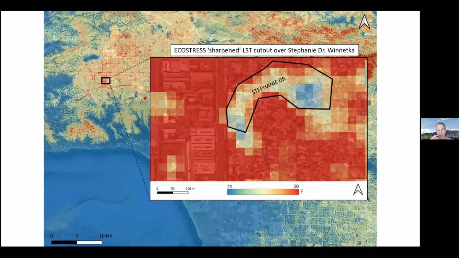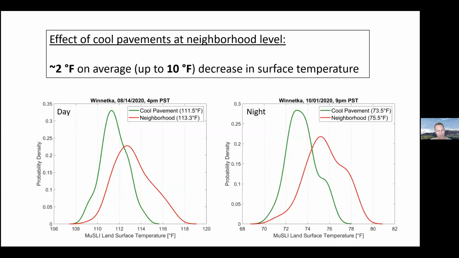And then I went in and looked at some Ecostress data. So this was during the heat wave in August. This is a nighttime image. And what you can clearly see is this sort of crescent of cooling in the vicinity of those painted streets in the Stephanie Drive area. So there was definitely a cooling that we could see from the Ecostress data. And obviously they were very excited to see this, that we can quantify this from space as well.